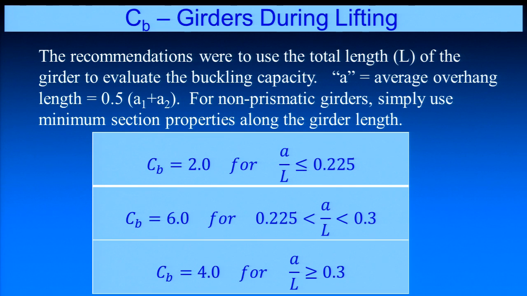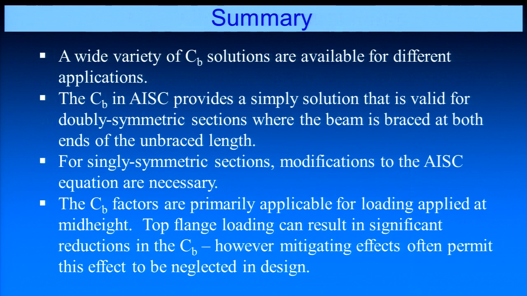There are obviously some limitations here. I hope someone doesn't go in and try to pick it up right at mid-span and think they're going to have a very stable system. So there are some practical limits here, but these were the different C sub B's that we recommended. Just to summarize, there are a lot of different C sub B factors that you end up having for different applications.